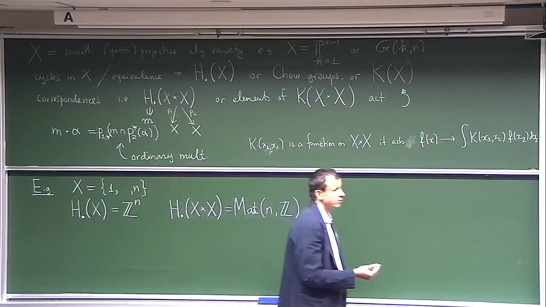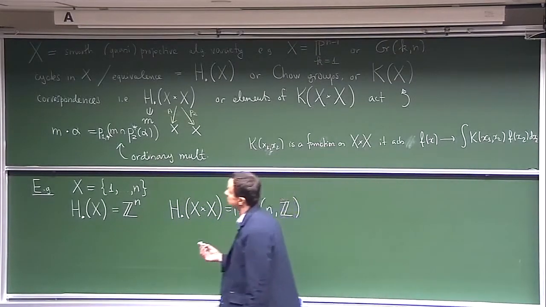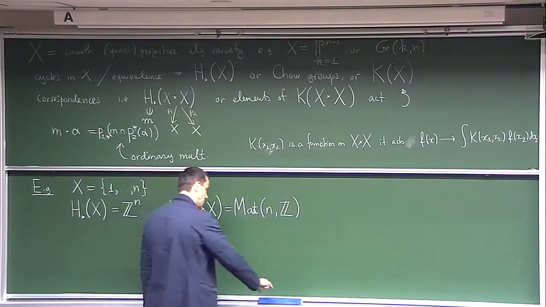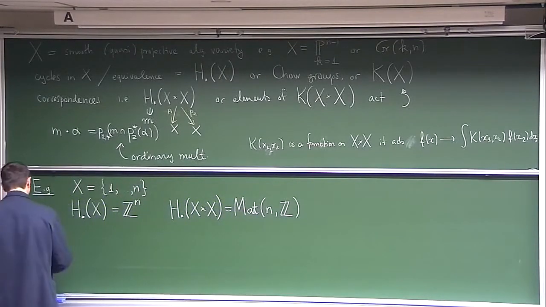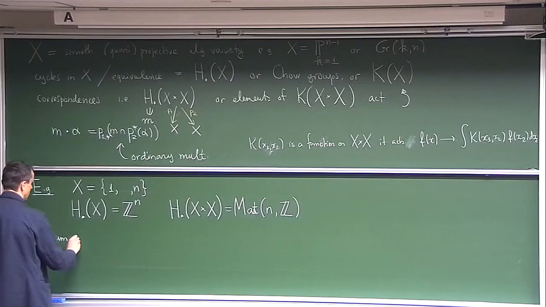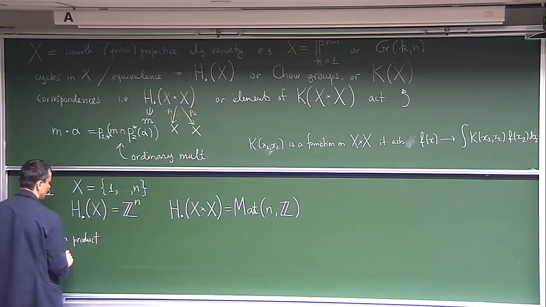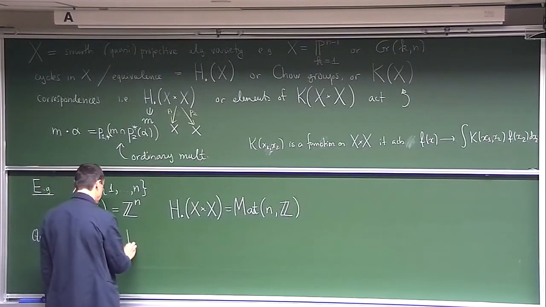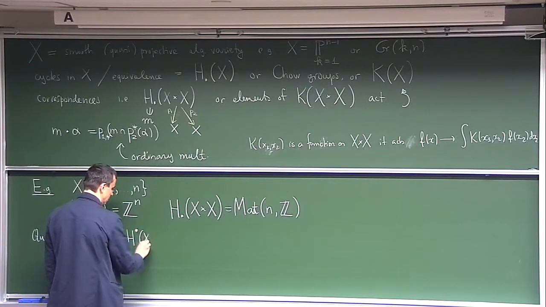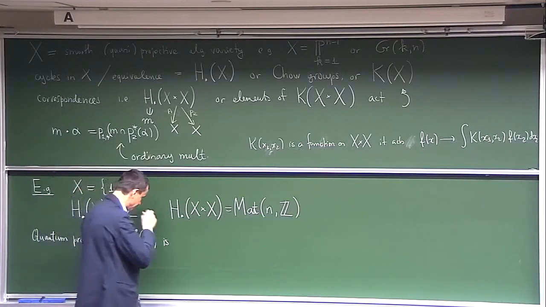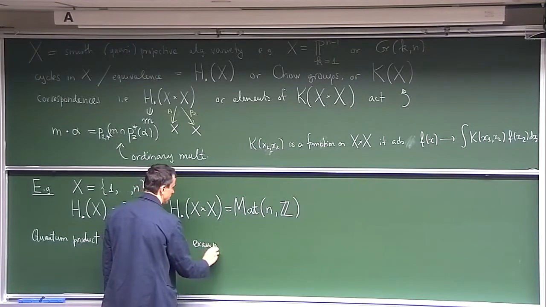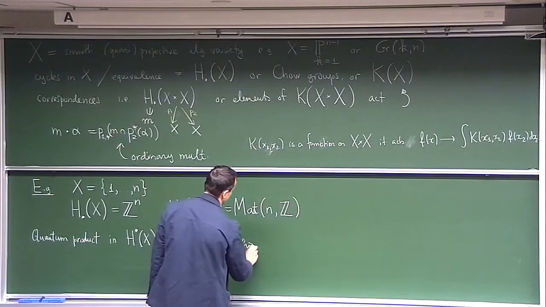And so now quantum multiplication is a deformation. The quantum product, usually people write it in cohomology, but you can define it in K-theory, is an example of this construction.